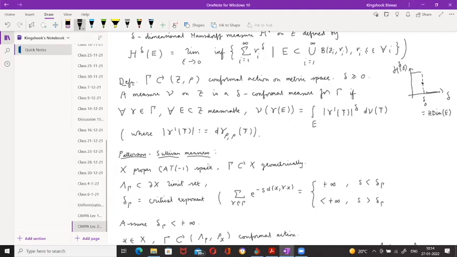So then, what do you mean by it sometimes takes positive, sometimes infinity? What I mean is, this is a function of delta. I am varying delta here. Let me give you an example. Say E is S1, inside R2. Then H delta of S1 is infinity if delta is less than 1, it is 2 pi if delta is equal to 1, and it is 0 if delta is bigger than 1.